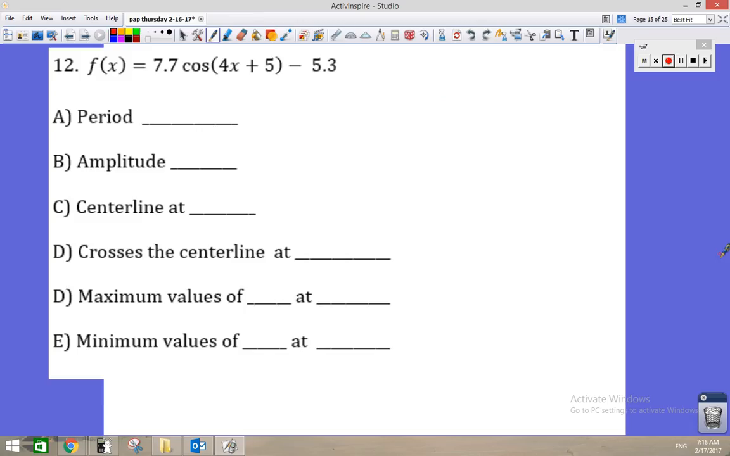All right, so let's take a look at this guy. The period is 2 pi divided by the coefficient. That reduces to pi over 2. The amplitude is that multiplier out in front. Both of these need to be positive. Our center line is our vertical shift, and it's always y equals. Our max and min values are 7.7 units away from the center line.